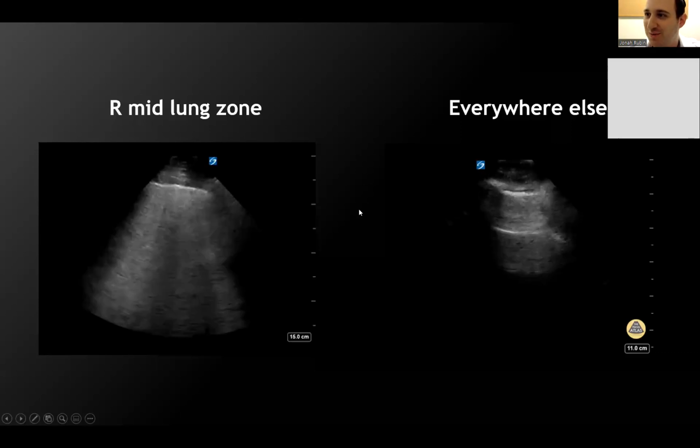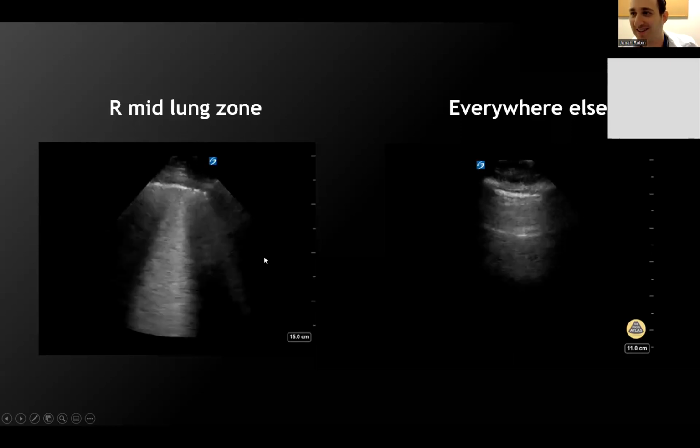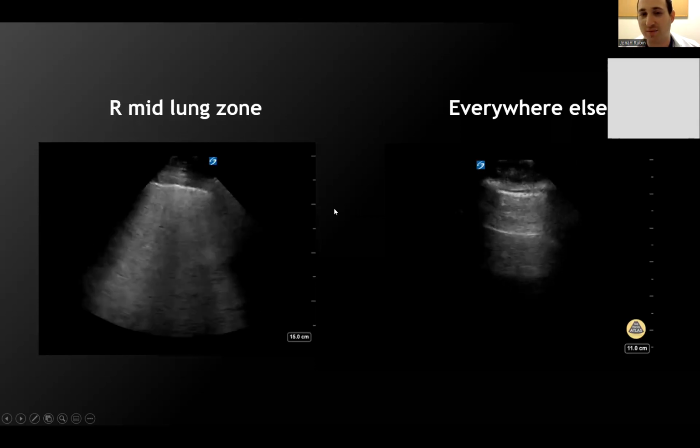I don't want to punish you for speaking up and sharing the correct point. You're welcome to, but also if we have focal B lines, probably pneumonia. I agree. That's probably usually the case.